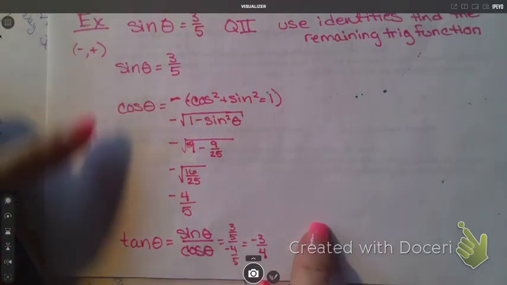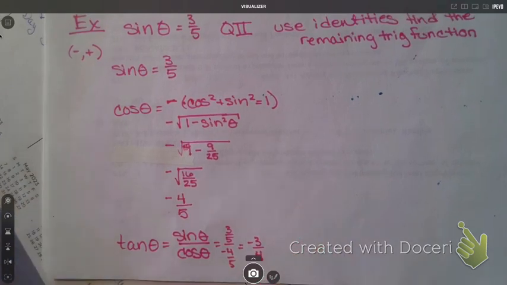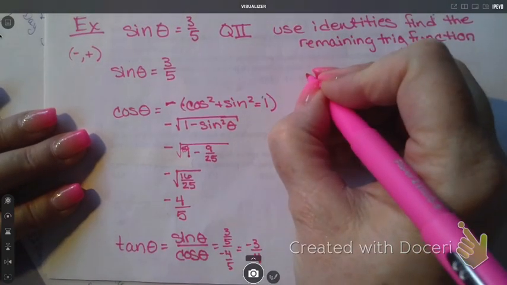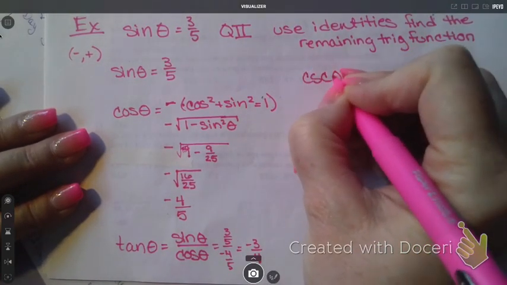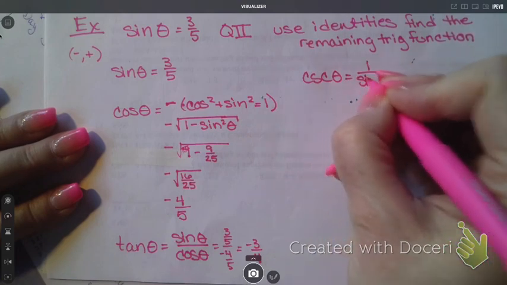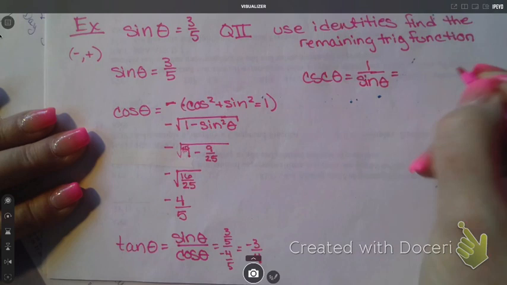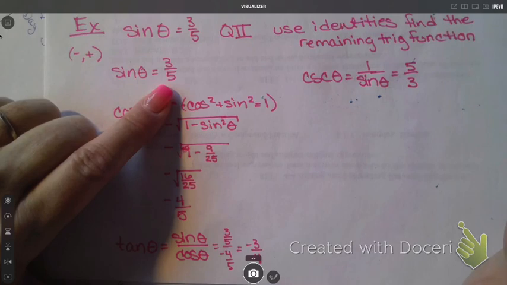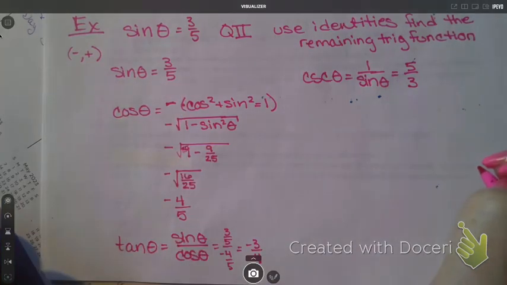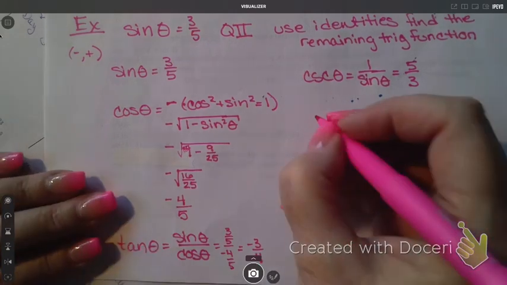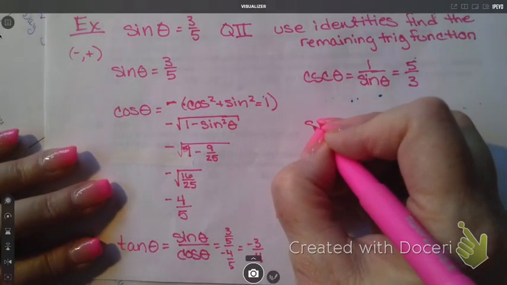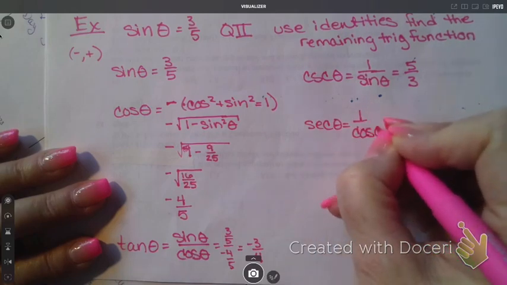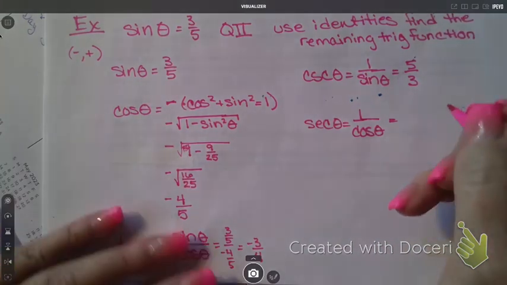So now that I have sine, cosine, and tangent, can I just use what? The reciprocal. So cosecant is 1 over sine. So the answer would be 5/3. You guys don't need me to write 1 over 3/5 and multiply by the reciprocal, do you? No. Okay. And then secant of theta is 1 over cosine of theta. Don't forget your thetas, guys. So the answer is what?